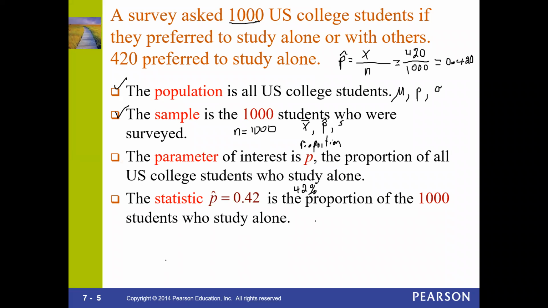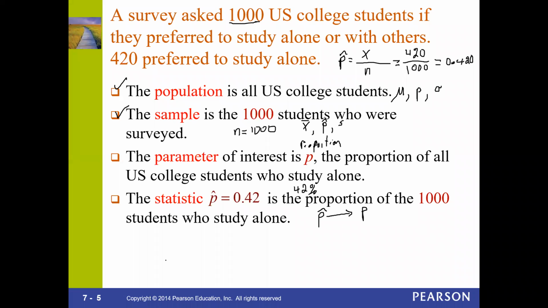Okay. Notice that P hat gives you an idea of P, which is the entire population. So you can say that in the United States, people like to study alone or with others. You can say about 40% of the people like to study alone or with others. Now I can say that based on your sample. You didn't have to go and survey every single student, I mean, like doing a census.